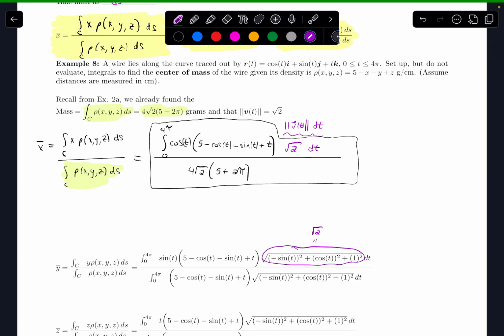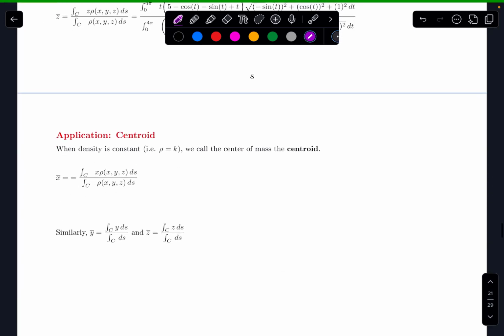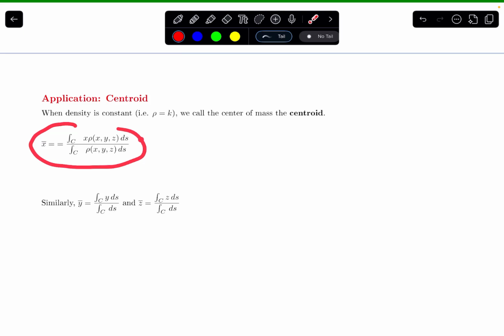Okay, so we've done this example. I want to end with a special case of this, which is, what if our density is constant? So I'm going to call that density just equal to a constant k. We call the center of mass then the centroid. So here's my formula for the x coordinate of the center of mass. In fact, there's one typo. I've written the equal sign twice. So let me cross one of these out.